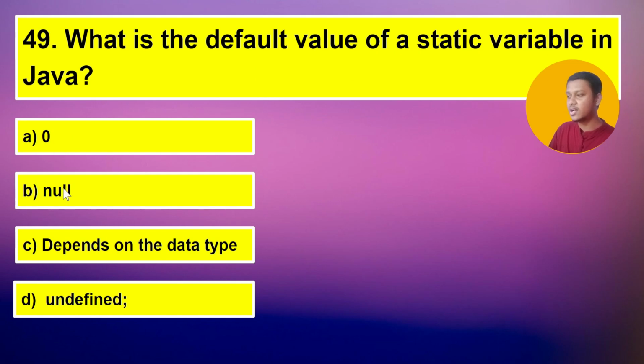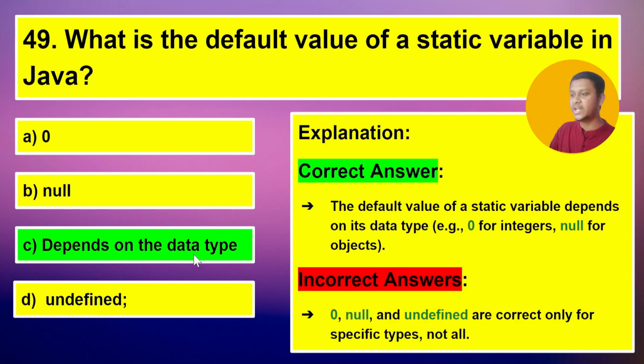So our next question is, what is the default value of a static variable in Java? 0, null, depends on the data type, undefined. So here the correct answer will be depends on the data type. The default value of a static variable depends on its data type. Example, 0 is for integers, null for objects. 0, null, and undefined are correct only for specific types, not all. So the default value of a static variable is not a generic value. It depends on the data type.